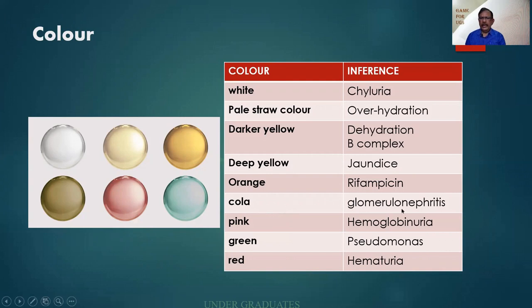Cola colored in glomerulonephritis. This will be a classical history. Post-streptococcal glomerulonephritis, the patient passed a cola colored urine. Pink colored is hemoglobinuria. Hemoglobinuria is different from hematuria. We shall be seeing it. Green colored, again it is infection, but it is due to Pseudomonas. And red colored, it can be hematuria. So these color changes, I would like you people to learn by heart. I had given a specific list for undergraduates.